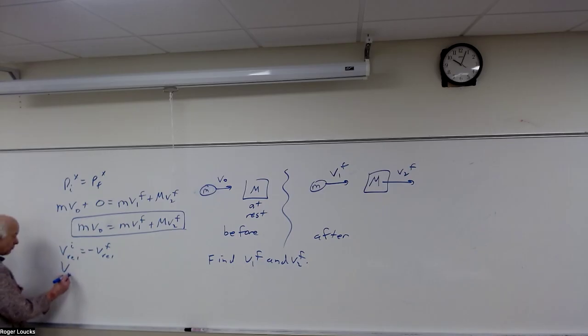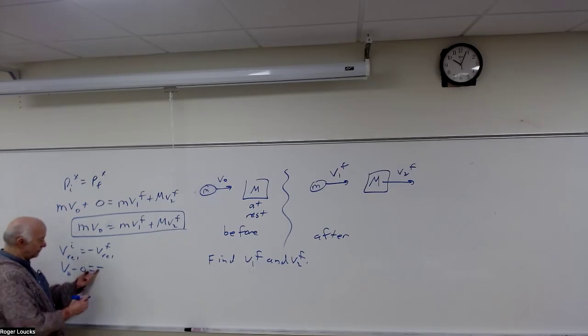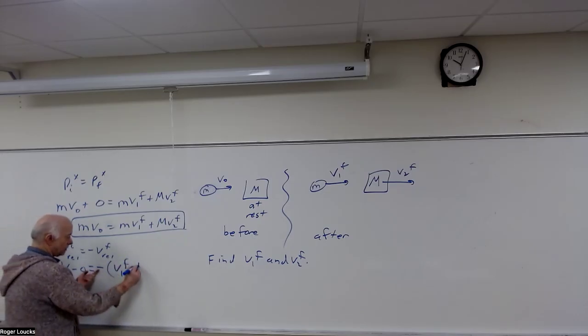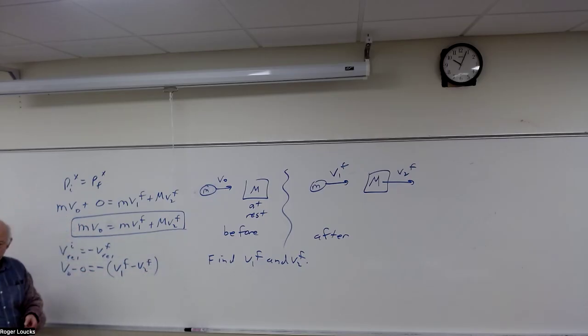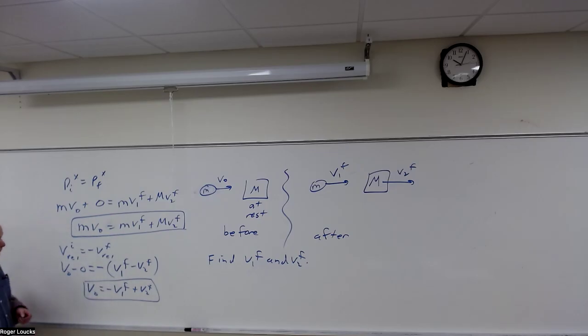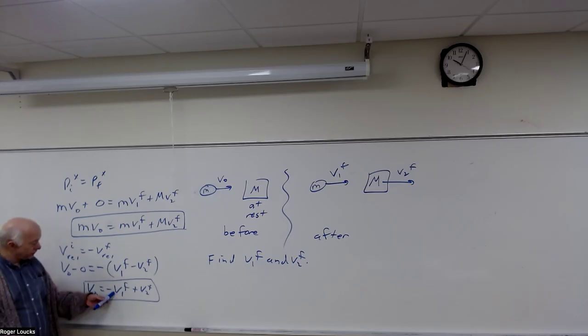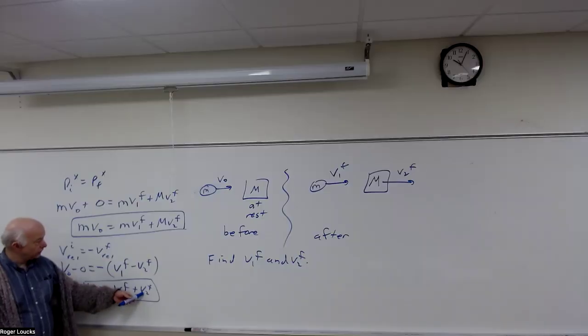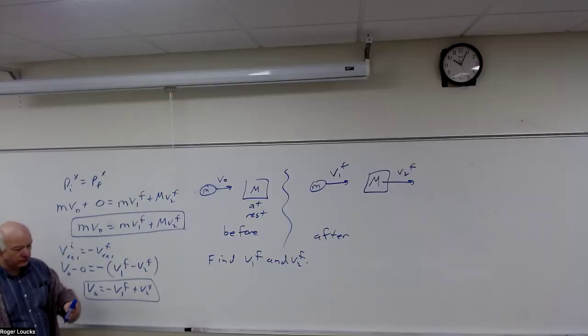Now this would be V naught minus 0 equals minus, what's my final relative velocity? Minus V1 final minus V2 final. So this gives me V naught equals minus V1 final plus V2 final. Okay, what will I now do? Plug that in. Yeah, I'm going to solve this for either V1 final or V2 final. I'm going to solve this for V2 final and put it in here and then solve for V1 final.